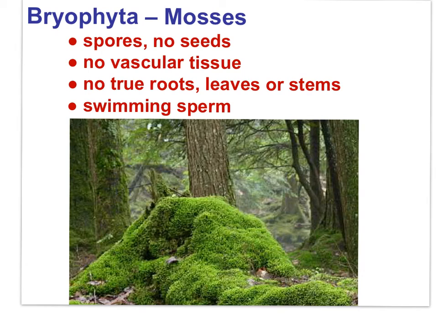The bryophytes are the first of the four plant phyla that you need to get to know by key recognition features. Bryophytes, the mosses, have spores, no seeds. Spores are haploid structures released by the plant. There is no vascular tissue. Vascular tissue has vessels serving to bring water up from the roots to the leaves, but bryophytes have no vascular tissue. Thus, they must live in wet environments. Bryophytes do not have true roots, leaves, or stems, and their sperm are mobile, an adaptation to wet environments.